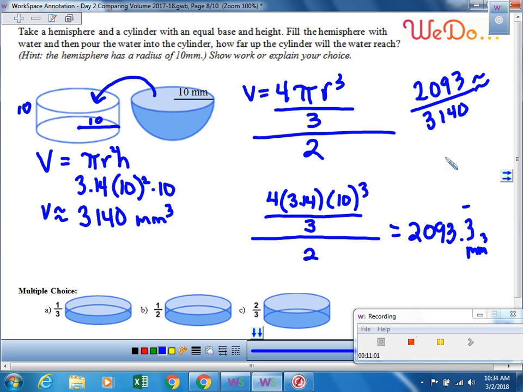Well, divide it. What do you get? Come on. This is about 2,000. This is about 3,000. What do you have? 2/3. It's about 2/3. All right. That one was a difficult one. I had to give you the height.